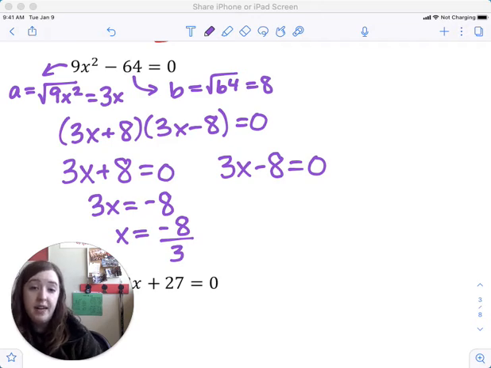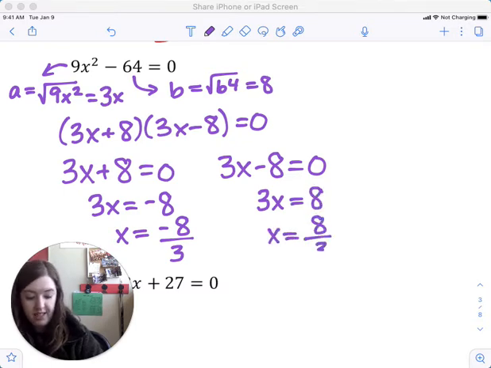In 3x minus 8 equals 0, we'll add 8 to the other side. So 3x equals 8. And then we'll divide by 3 on both sides, and we'll get 8/3.